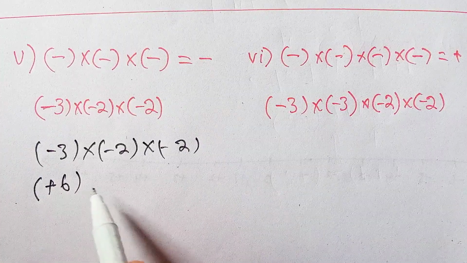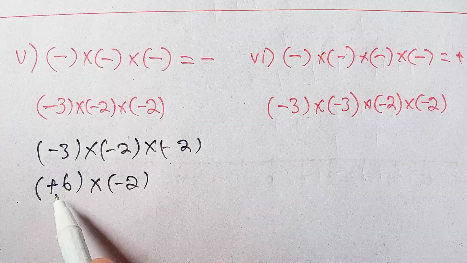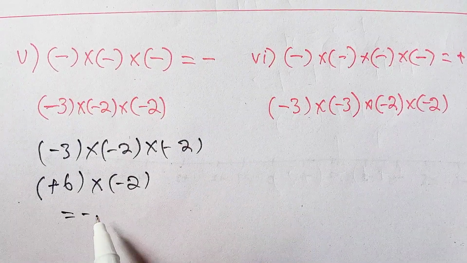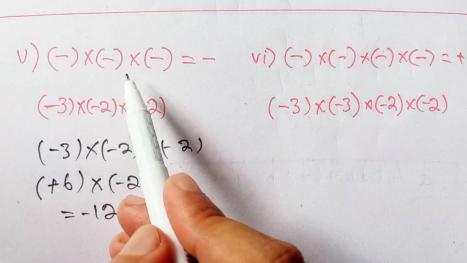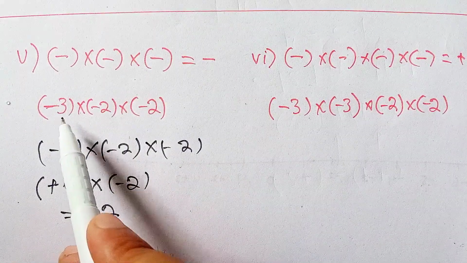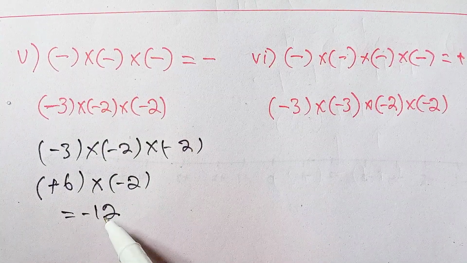Now we will multiply the positive 6 with this negative 2. So positive 6 times negative 2 will be equal to negative 12. So the multiplication of three negative integers will lead to a negative integer, just like we have multiplied negative 3 times negative 2 times negative 2 equals negative 12.